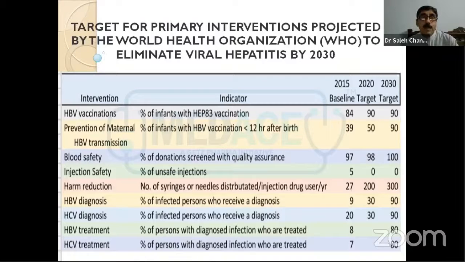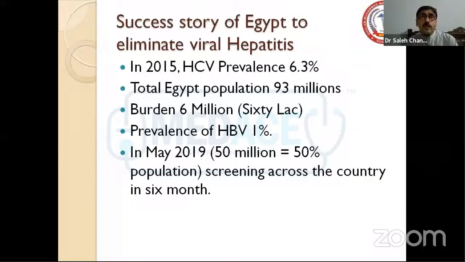Prevention of maternal transmission is 39% in the world, 50% is the target in 2020 and 90% in 2030. While the diagnosis of hepatitis C is now 20%, the target is 90%. And the same is the case with hepatitis B also. So these are the targets set by the WHO. To reach these targets they formed this strategy. The success story of Egypt, we have to adapt to eliminate viral hepatitis from the country and from the world.